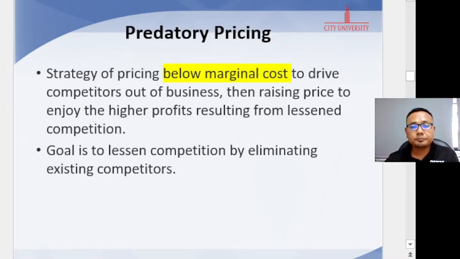More formally, predatory pricing arises when a firm charges a price below its own marginal cost. Again, you have to remember that it involves an economic trade-off, and you have to consider that the present value of the benefit is much bigger compared to the cost. So predatory pricing arises when a firm charges a price below its own marginal cost in order to drive a rival out of business.